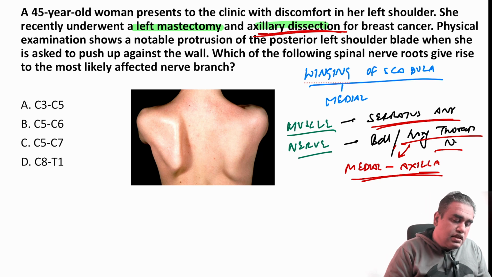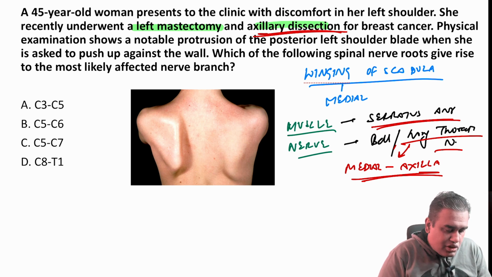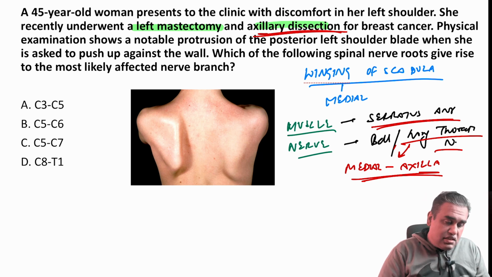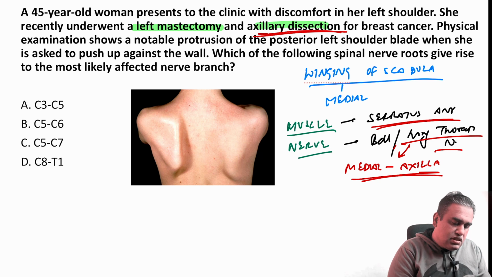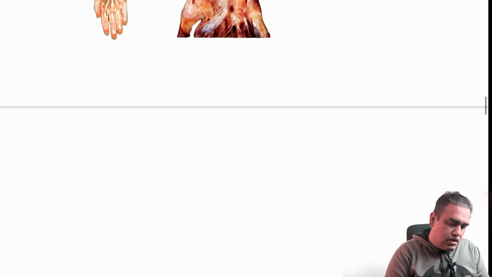Now they are not asking the nerve. A little bit of the story is still left. They are asking the root value: C3, 4, 5, 5, 6, 5, 6, 7, C8, 1. Images should be seen carefully. Its root value is C5 to C7, long thoracic nerve. We have done a previous question here, look at this, it was a brachial plexus diagram.